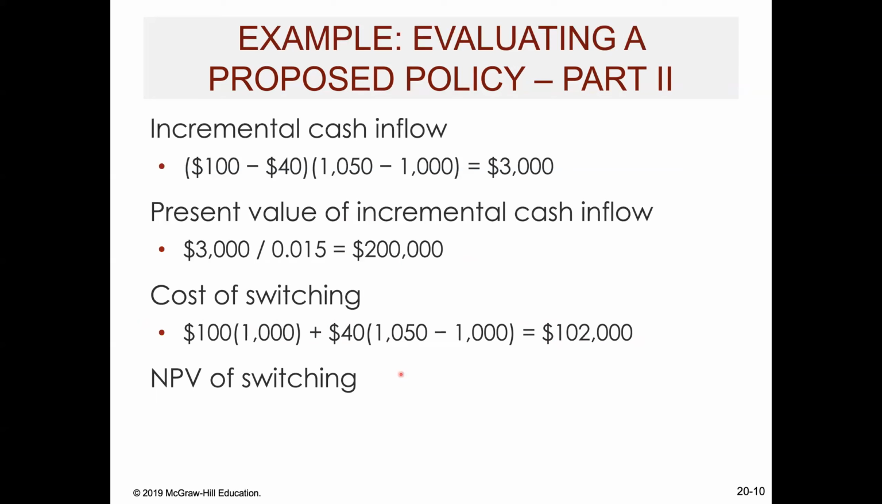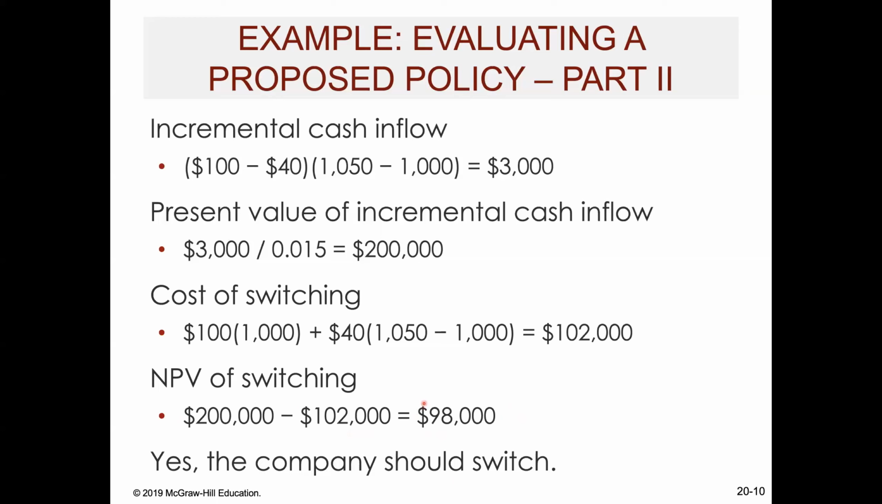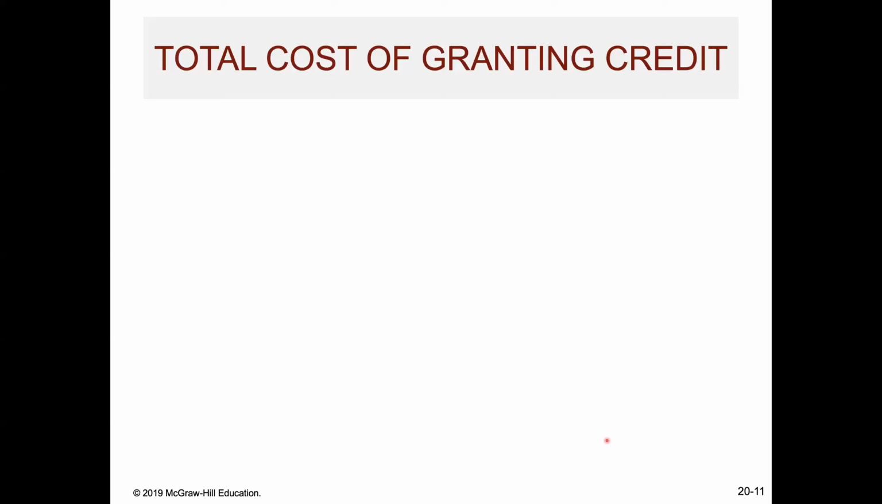So let's look at the net present value of switching. The net present value, we take the present value of the incremental cash inflow minus those costs associated with switching, and we're left with $98,000 positive. So the NPV is positive. So as we know, our decision rules when we're looking at NPV, if it's positive, we accept the project. If it's negative, we reject it. So the company should switch in this example.